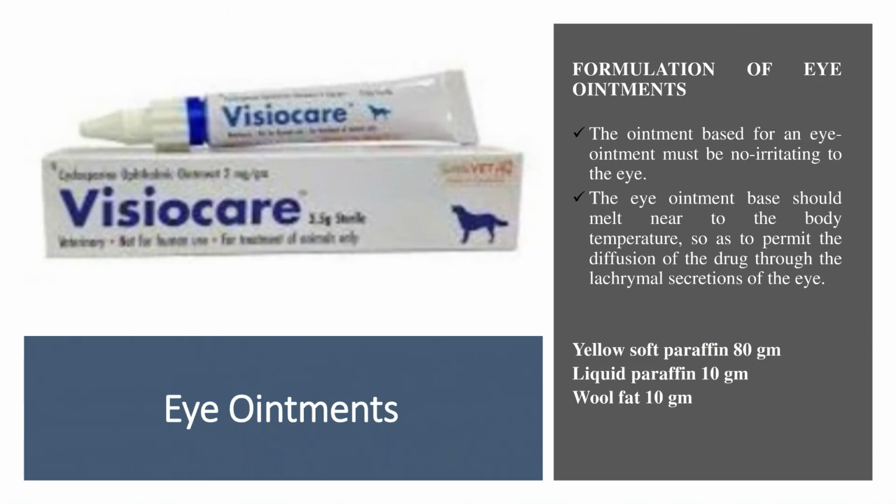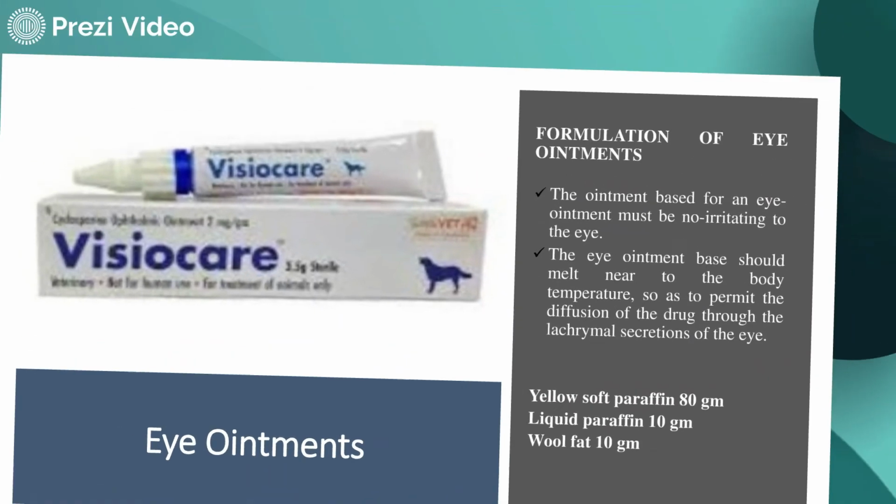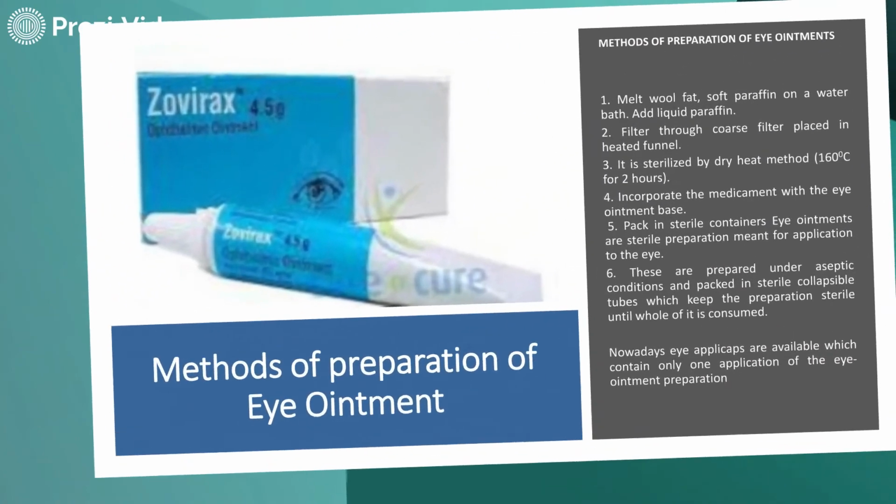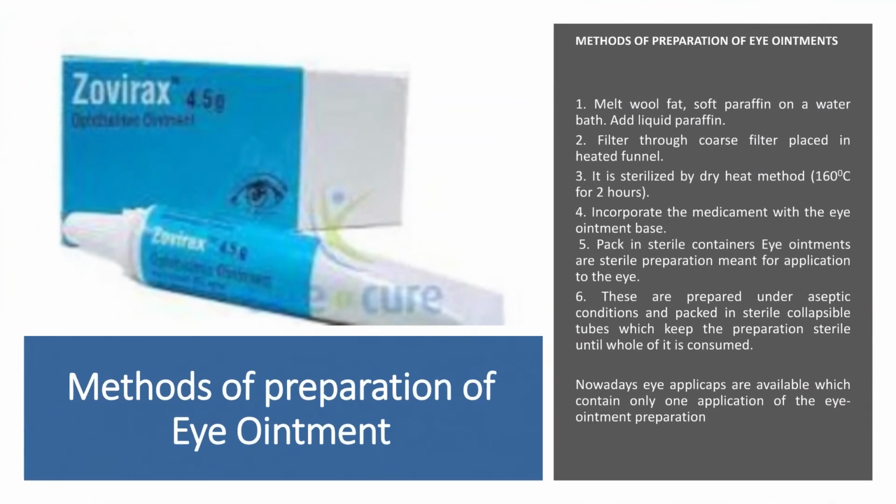Next, we move on to the eye ointments. Eye ointments are basically viscous preparations, so they stay on the eyes for a prolonged period of time. They should be completely non-irritating to the eyes. The eye ointment bases generally melt near body temperature so as to permit the diffusion of the drug through the lacrimal secretions of the eyes. Ointments contain paraffins, liquid paraffins, and wool fat, which melt to get the drug absorbed. So you can see the method of preparation of the eye ointment.